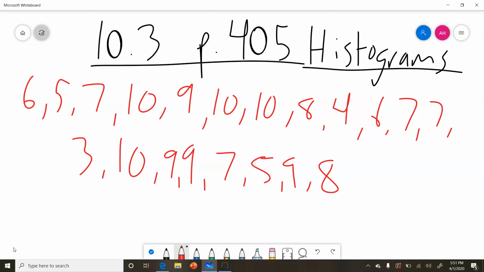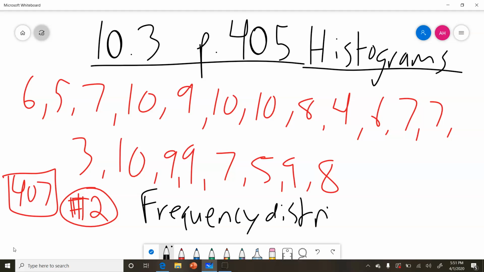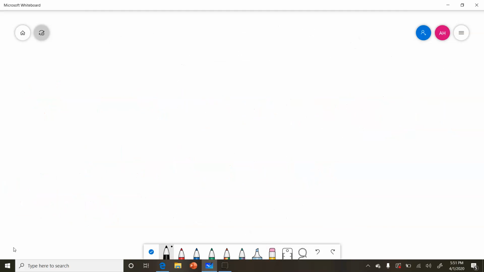If you want to look at this, it is on page 407, number 2. If you get confused on those numbers, so let's say that they give us these numbers, we're going to make something that is called a frequency distribution. You need to pause it and write that down. This is what we're about to draw: a frequency distribution.